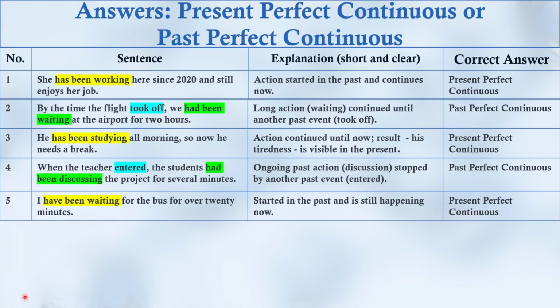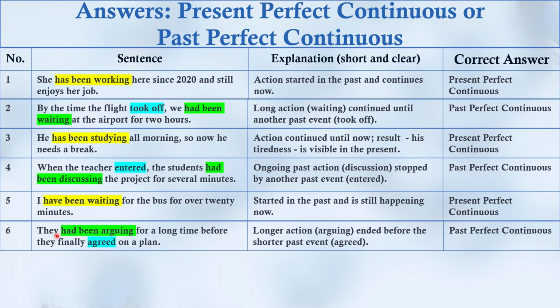And finally, number 6. They had been arguing for a long time before they finally agreed on a plan. The argument continued for a while and ended when they agreed. So, had been arguing is correct. Another past perfect continuous example.